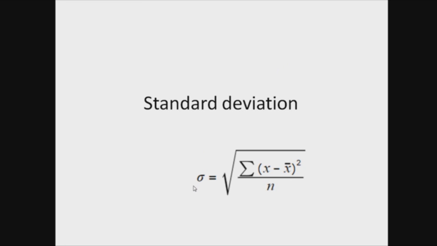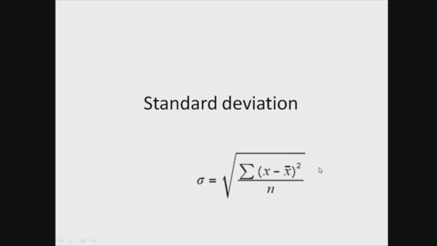And the formula of standard deviation is square root variance, also known as square root of the sum of each value in a sample minus the mean, and you square it, divided by the number of values in a sample of data.